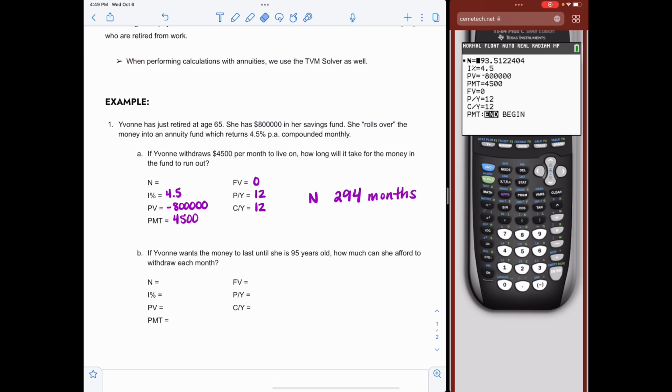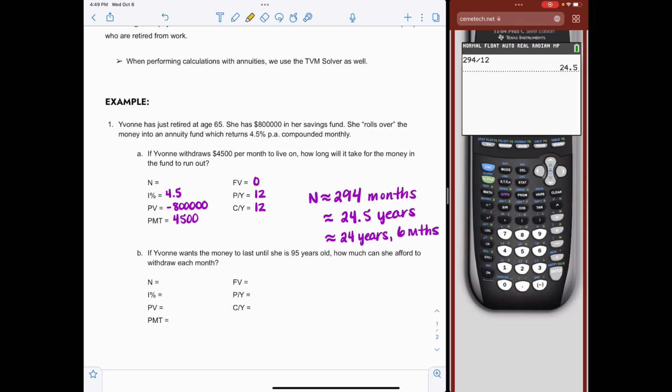And I want to make sure not to use the equal sign here because this is approximate. And if we were to say 294 months, you can figure out how many years that is by taking 294, dividing it by 12. So we have 24.5 years, which is equivalent to us saying 24 years and 6 months. That's how long it's going to take for it to run out if she gets paid that amount of money over time.